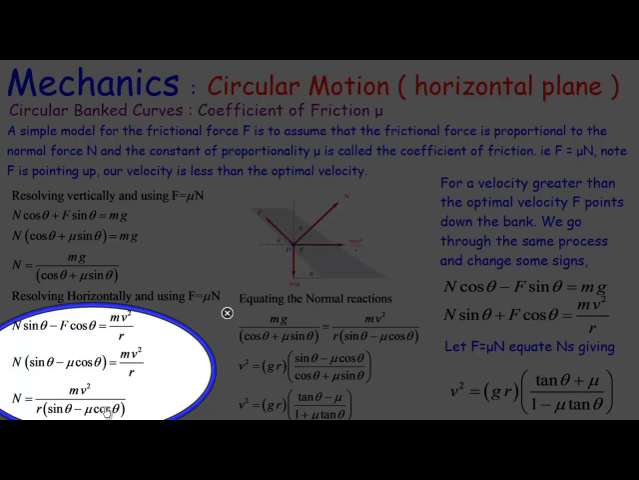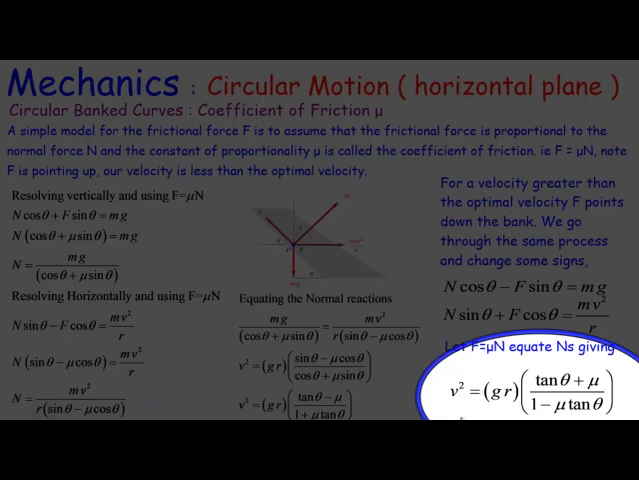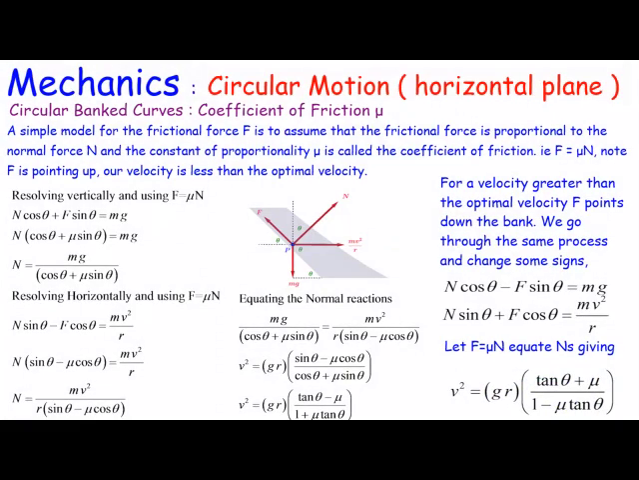Now, this is assuming that the velocity we're travelling at is less than the optimum velocity. You'll see that if we do it where the F is acting down, we end up getting v squared equals gr times tan theta plus mu on 1 minus mu tan theta. You see the signs are changed around, and we're going to need this expression for our example. So this is an expression for the optimal velocity if we know the coefficient of friction, the angle, and gravity, which we're taking as 9.8 meters per second squared as usual, and the radius will depend on the curve we're in. So this is quite a useful little expression for the velocity.